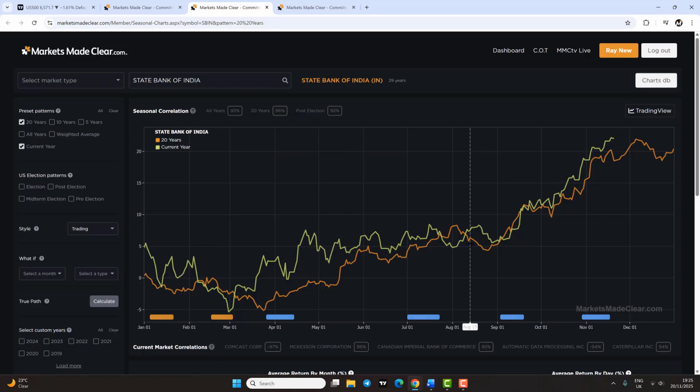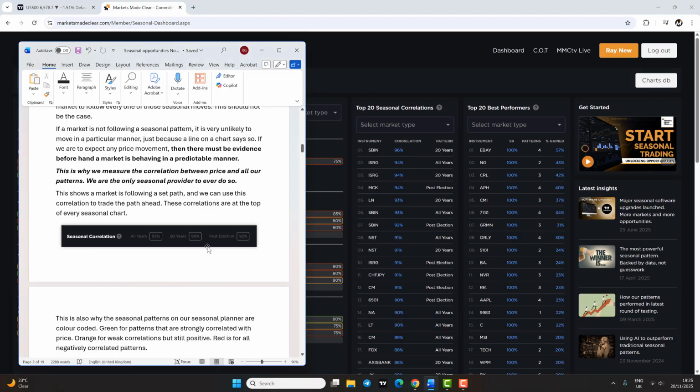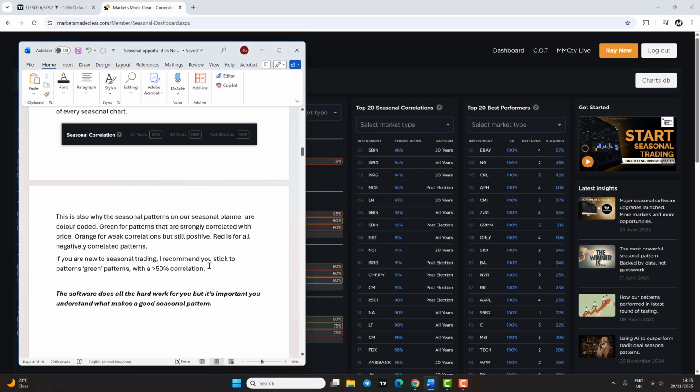A market doesn't have to do it all year. We certainly want it to do it in periods, maybe 3, 4, 6 months, but it's basically been the entire year, and quite a lot of markets do that. We'll see gold in a second, which has also done that. So that's what we're looking for, and that's what these correlations at the top of the chart are. It's also what the color-coded areas around the patterns in the planner are, which I'll come back to when we get into the rest of the presentation.